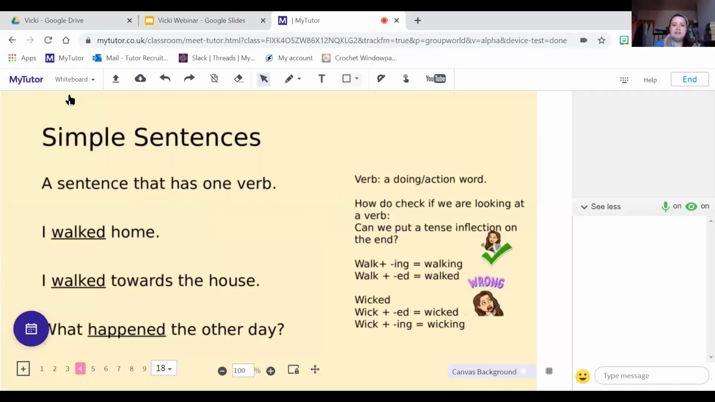So simple sentences, this is where we just have one verb. So they're relatively brief sentences because longer sentences require you to have more than one verb. So I went through these the other day.